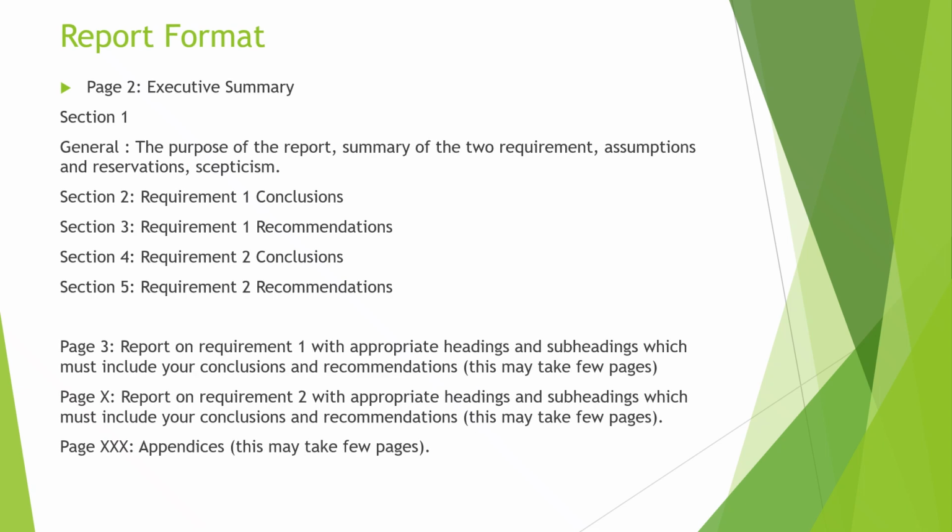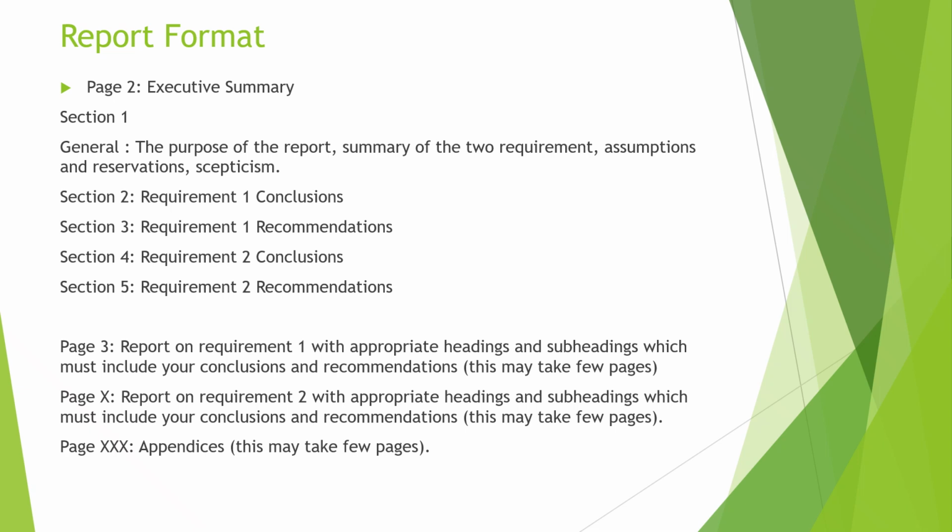your executive summary. This is where you summarize both requirement one and requirement two. You summarize everything in the report in your executive summary. Section one of your executive summary is the purpose of the report, summary of the two requirements, the assumptions and reservations, your skepticism, and then section 2, the requirement 1 conclusion, section 3, requirement 1 recommendation, section 4, requirement 2 conclusion, and requirement 2 recommendation.